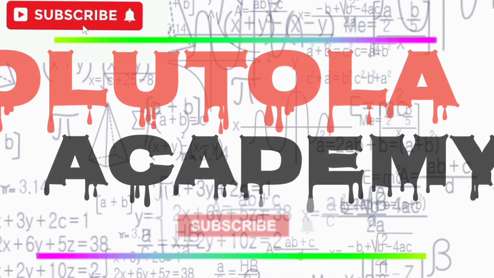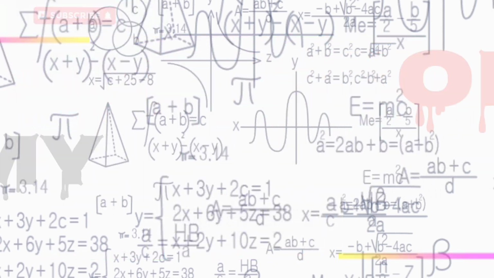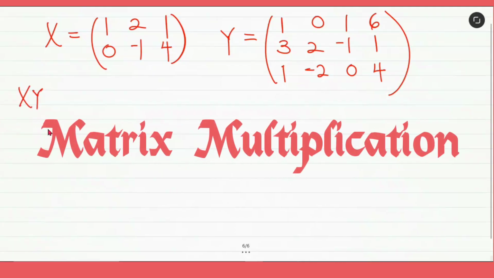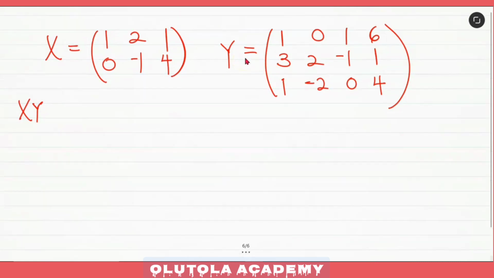So in this problem, I want to do a matrix multiplication of xy, meaning I'm multiplying this matrix x with matrix y. So the first thing to do before I multiply is to check if they are conformable. Now this is how we do that.